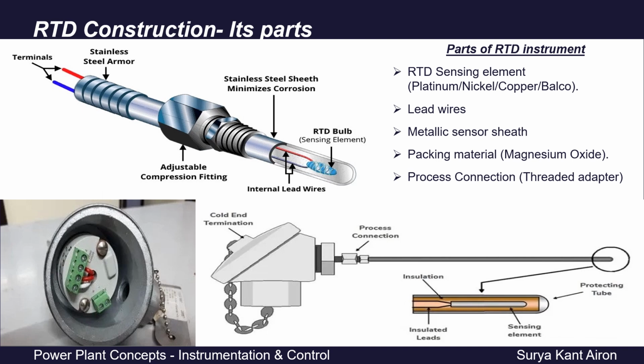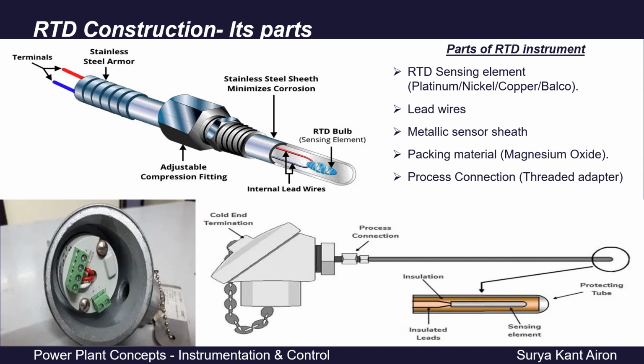Basically, it's covering, and the empty space between the RTD sensing element and this sensor sheath is filled with packing material, generally magnesium oxide. What is the basic advantage of this magnesium oxide packing? It reduces the impact of surrounding vibration on this sensing element. Thus, it helps in more accurate measurement. Then we can see this process connection.